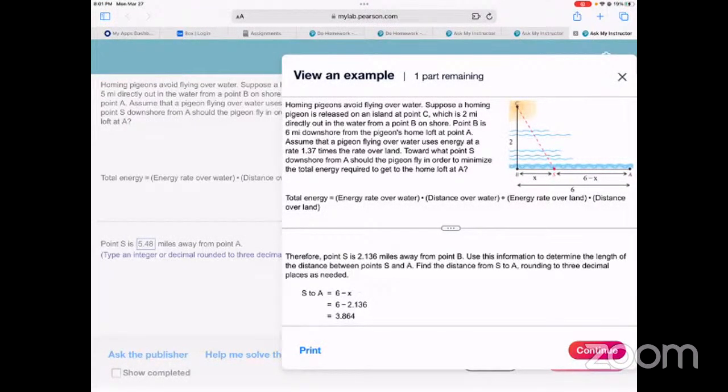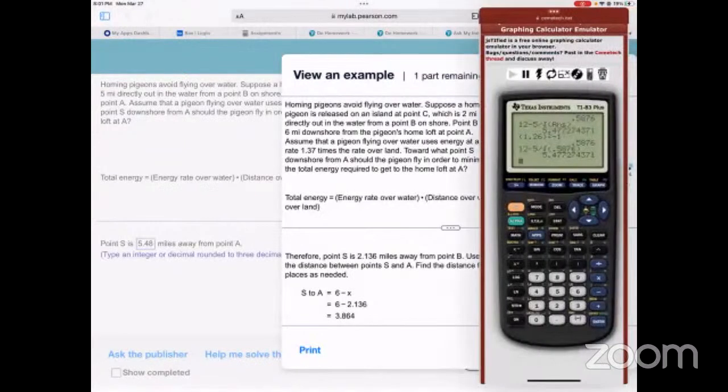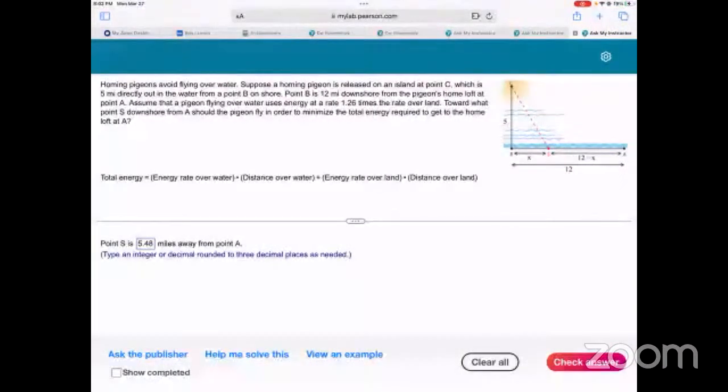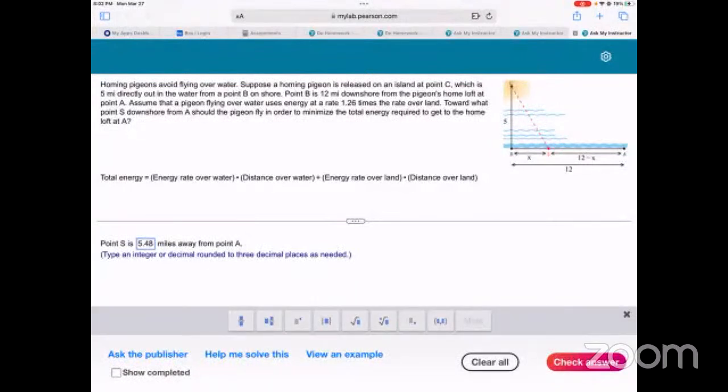Oh, 3 decimal places. Oh man, reading is fundamental. 5.477, right? We were rounding to 2 decimal places. 5.477. We just rounded to the wrong number of decimal places. So what we did more than likely is correct. Let me check one more time. Yeah, all right.